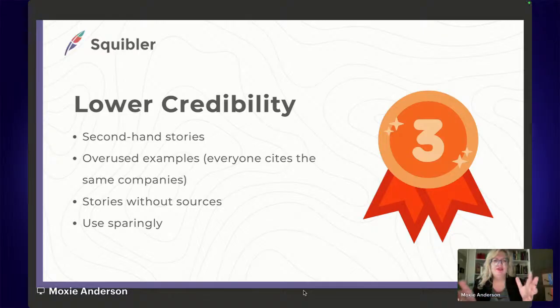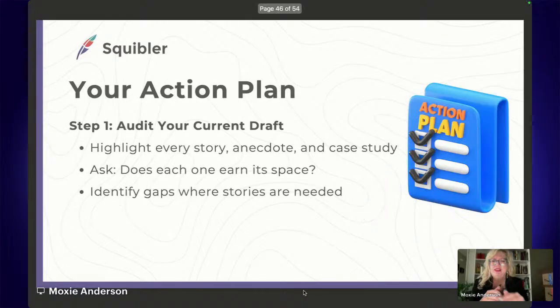Try to avoid overused examples where everyone cites the same companies to prove a point. If you've read a book that includes an example, or you've read several books that include the same example, I would recommend avoiding that same example. You want to avoid including stories without sources and use these lower credibility resources sparingly.